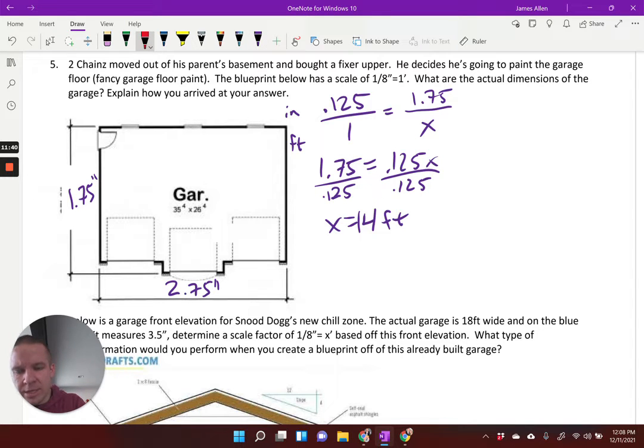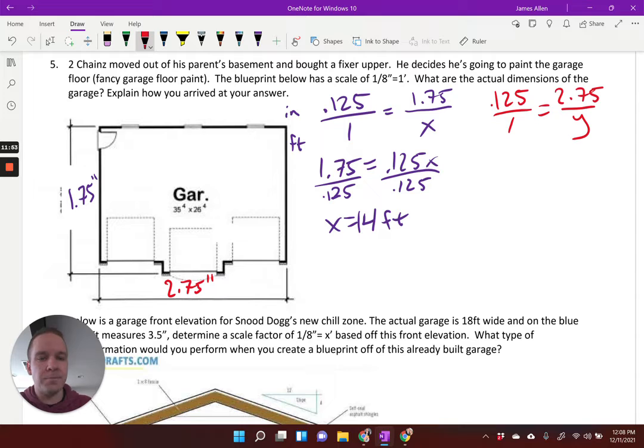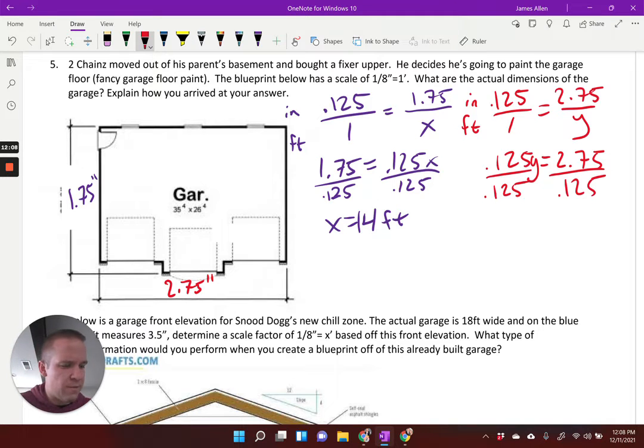And you know what? I'll go ahead and do this in red. Okay. So now I have 0.125 over 1 is equal to 2.75 over, we'll call it y. Still inches over feet, right? Inches, feet. All right, so you get 0.125. The work's going to look almost the exact same. Divide by 0.125. So 2.75 divided by 0.125. Going too fast. Equals 22.